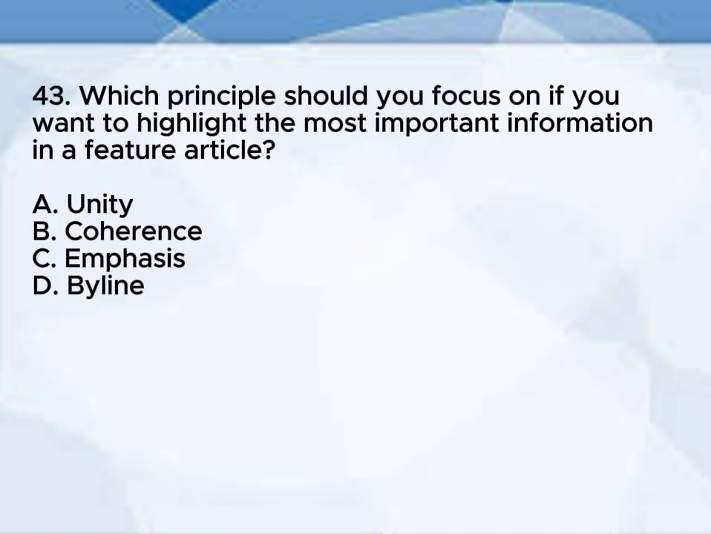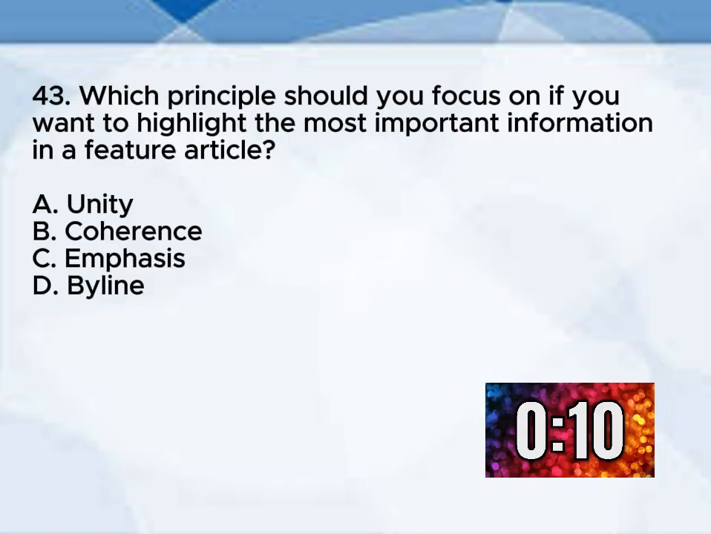43. Which principle should you focus on if you want to highlight the most important information in a feature article? A. Unity. B. Coherence. C. Emphasis. D. Byline.